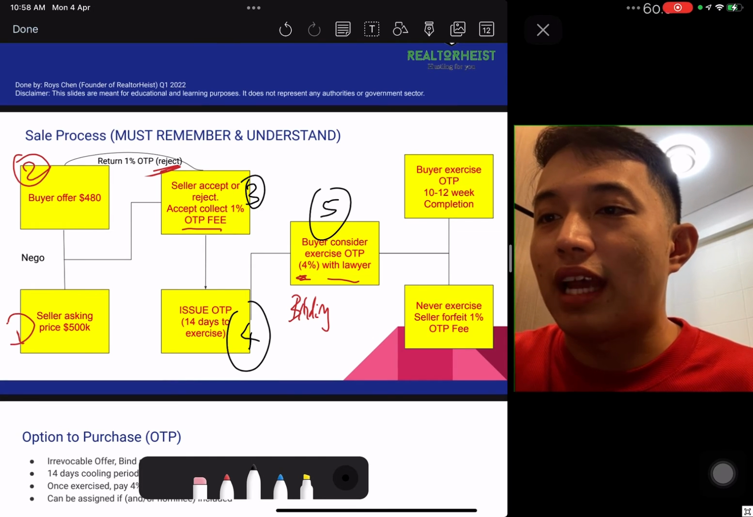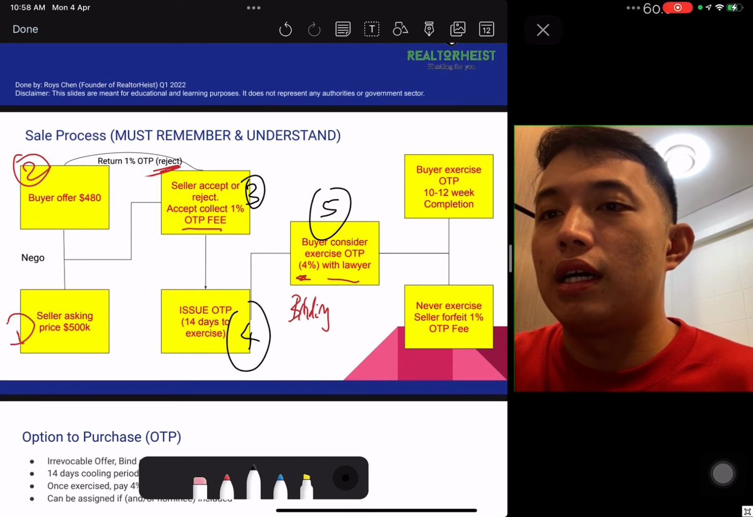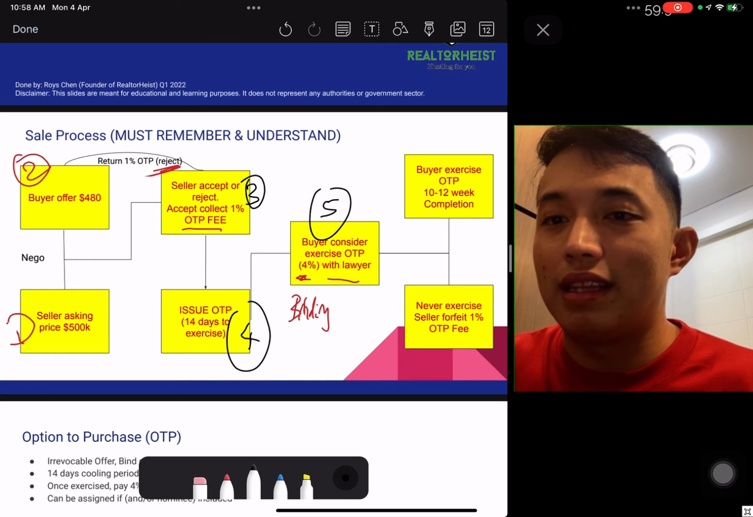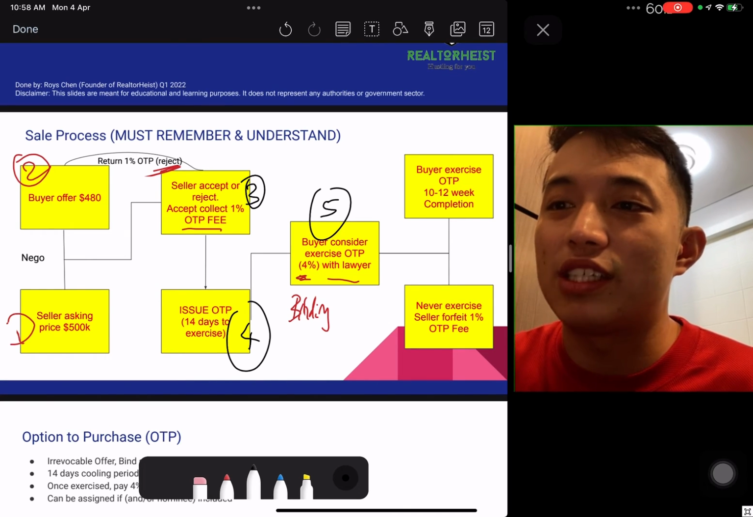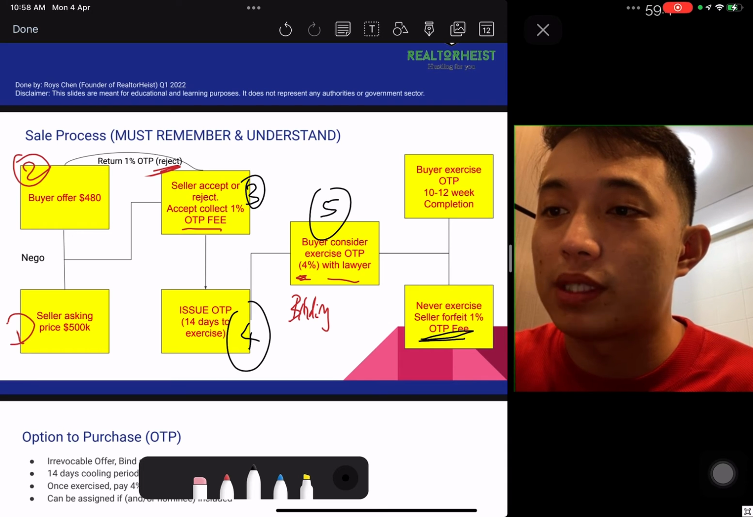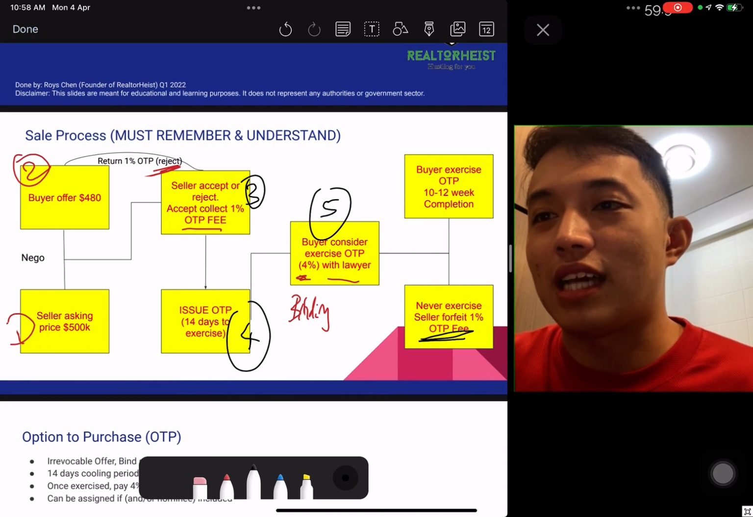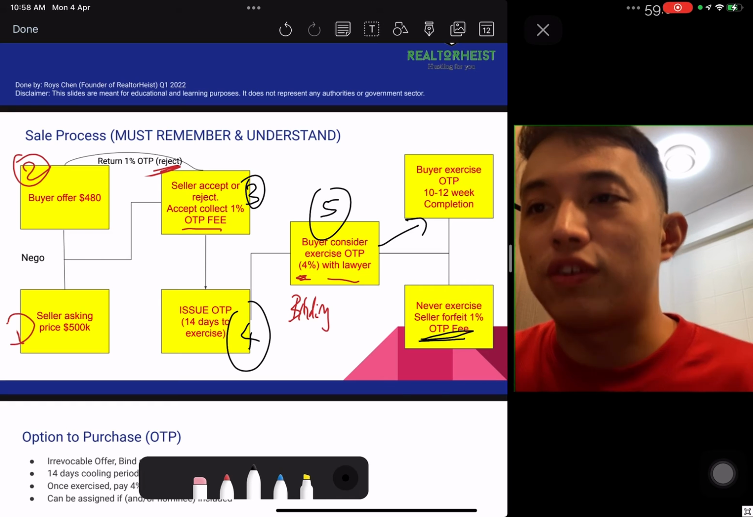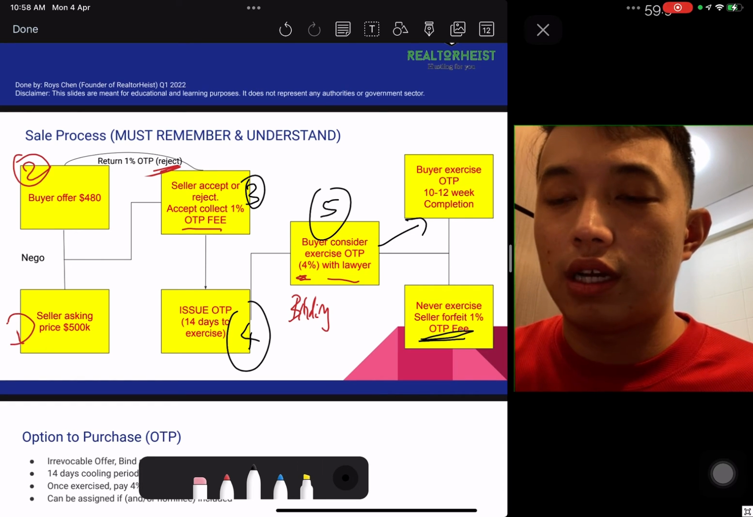So after exercising, if the buyer decides not to exercise, the buyer will forfeit the 1% OTP fee. If they decide to exercise, they will proceed to the completion, which is 10 to 12 weeks, with the lawyer proceeding on.